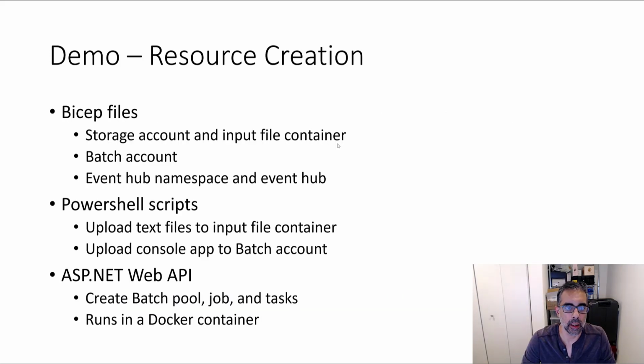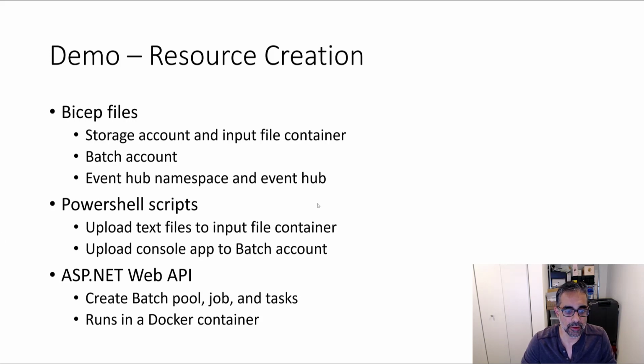All right, so let me explain the demo because there's a lot of moving parts to it. So we do have bicep files, and the bicep files will create the Azure resources. So it'll create a storage account and an input file container that will receive the files with the words in them. It'll create a batch account, and it'll create an Event Hub namespace and Event Hub, which the application will write the word counts to.